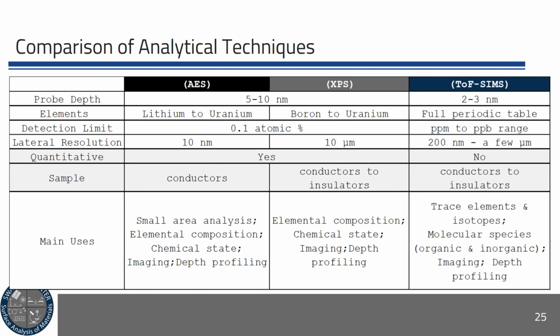With the Auger, obviously we're doing small area analysis, looking for elemental composition and chemical state information. We can do the same sort of analysis, get the same type of information with XPS. The advantage is that we're able to look at insulators as well. With the top SIMS, because you have a high detection limit, it's good for trace element analysis. You can also probe isotopes of the elements that are present, and it can be used to look at molecular species as well. And all the three instruments can do imaging and also depth profiling as well.